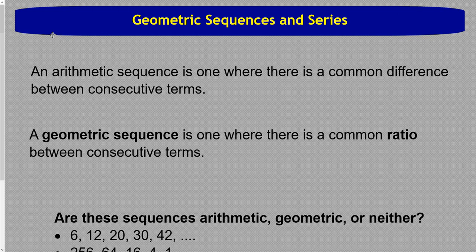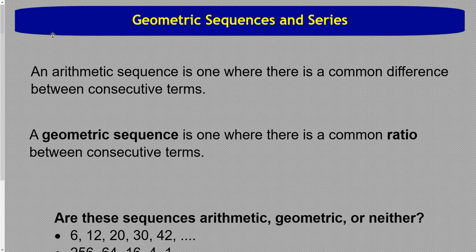An arithmetic sequence is one where there is a common difference between consecutive terms, meaning if I take a term and I subtract the one before it, and I do that with any pair of numbers anywhere in the sequence, I will always get the same difference, meaning that we're adding or subtracting the same number between terms every time. So I'm either adding 4 every time, or I'm subtracting 1003 every time. Whatever it is, it's consistent.